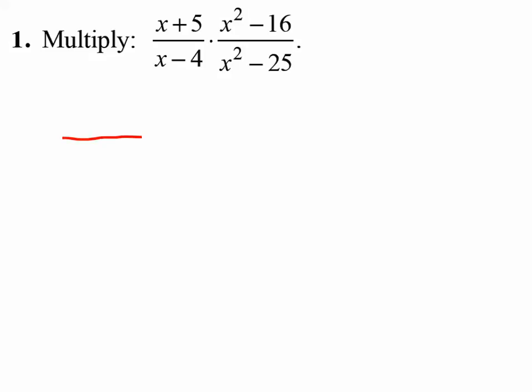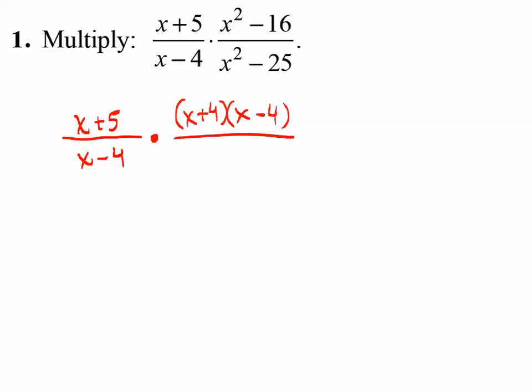x plus 5, that does not factor at all. Keep it. x minus 4, keep it. That does not factor at all. But how about x squared minus 16? Perfect. Difference of two squares. x plus 4, x minus 4. Okay, x squared minus 25. x plus 5, x minus 5. Perfect. Now we can just cancel anything that's the same top and bottom here.